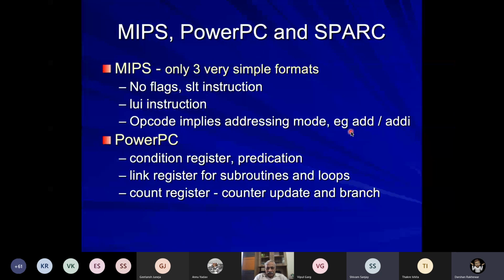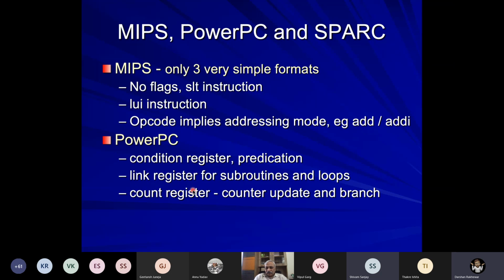PowerPC, the basic features are similar, but it does have condition registers, and it has predication like what we have seen in ARM. So predication means that you can put a condition with the instruction. So a large number of instructions can be predicated. In ARM, we have seen that every instruction has a condition field. So you can attach a condition with every instruction. In MIPS, there are no conditional instruction, only conditional branches are there, but this has quite a few conditional instructions.